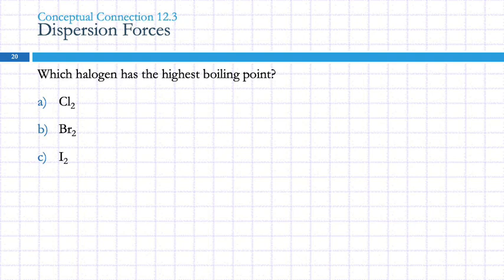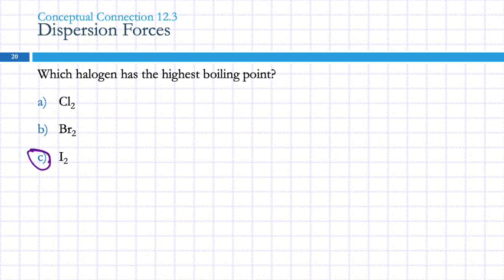So this is a kind of question that you should be able to answer. Which halogen has the highest boiling point? So a high boiling point, is that going to be large, strong intermolecular forces or weak? It's going to be strong intermolecular forces. So we've got Cl2, Br2, and I2. Which one is going to have the stronger dispersion forces? Iodine, because it's larger, right?